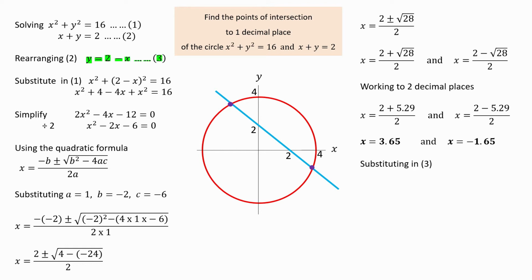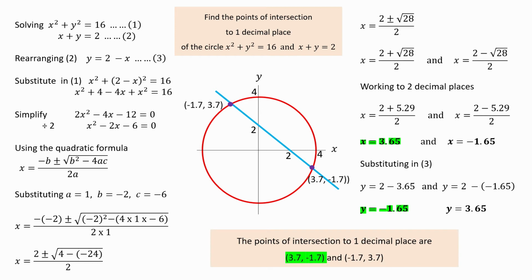To find the y coordinates, substitute these values into equation 3 and evaluate to give y equal to negative 1.65 and y equal to 3.65. So 1 point of intersection to 1 decimal place is (3.7, negative 1.7), which is represented on the diagram. And the other point of intersection to 1 decimal place is (negative 1.7, 3.7), also represented on the diagram.